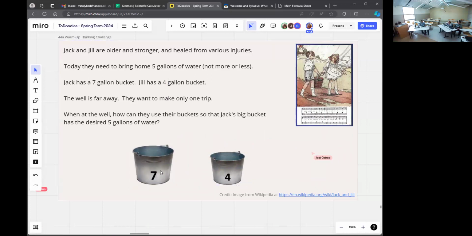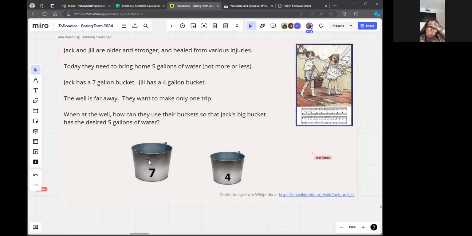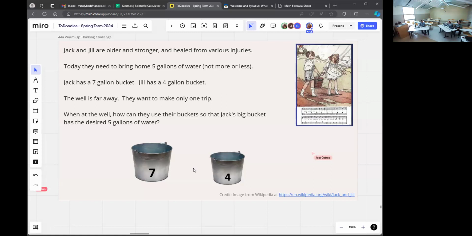1 gallon. No. 6 gallons? I had 7 and I put 4 in here, so I still have 3 left. I still have 3 in the bucket. So if the goal was 3, I could make 3 exactly by pouring things back and forth. So you need something like that, to use the buckets together to make 5 instead of 3.